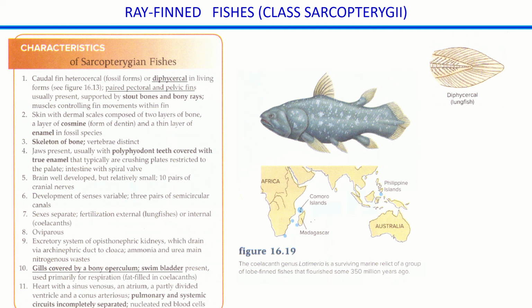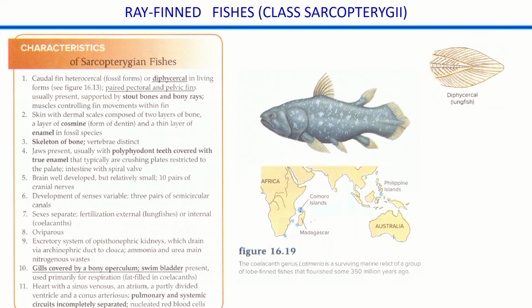Lobe-fin fishes, they're all part of the Osteichthyes. Caudal fin, heterocercal or diphycercal. Okay, diphycercal in living forms. Paired pectoral and pelvic fins, lobe-like. Okay, the structure is different. We're going to talk about that. Skin with dermal scales, composed of 2 layers of bone, a layer of cosmine, but I'm not worried about that too much. Enamel in fossil species, skeleton of bone, polyphyodont teeth covered with true enamel, same as the Actinopterygii.